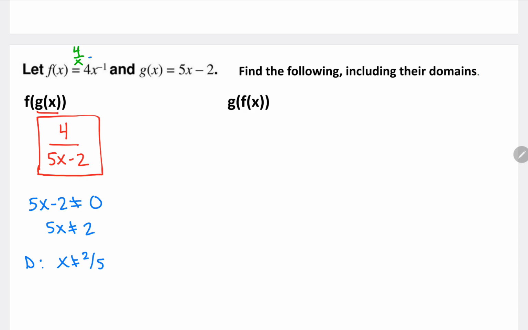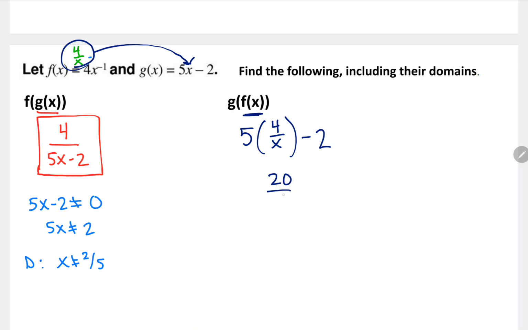All right, next we're going to plug in g into f. No, sorry, we're going to plug in f into g. F is the inside function, so we're plugging f into g. And when I do that, I have 5 times 4 over x minus 2, or 20 over x minus 2. And you could probably leave your answer like that.